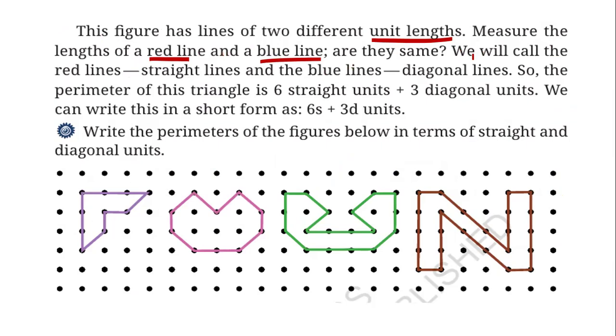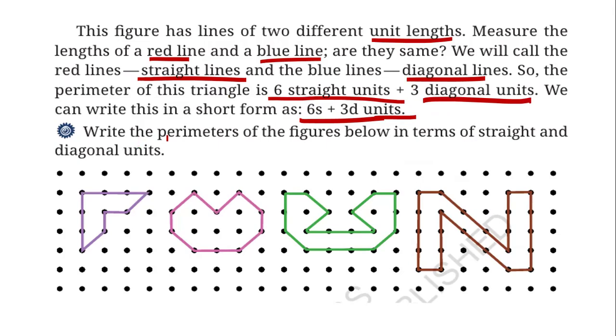Are they the same? We will call the red lines straight lines and the blue lines diagonal lines. Straight lines, diagonal lines. The perimeter of this triangle is 6 straight lines and 3 diagonal units. We can write this in short form as 6s plus 3d units.